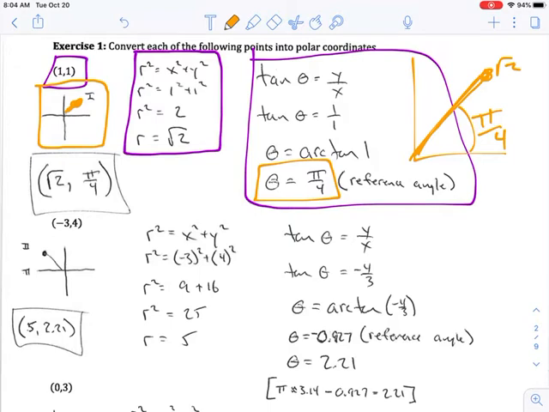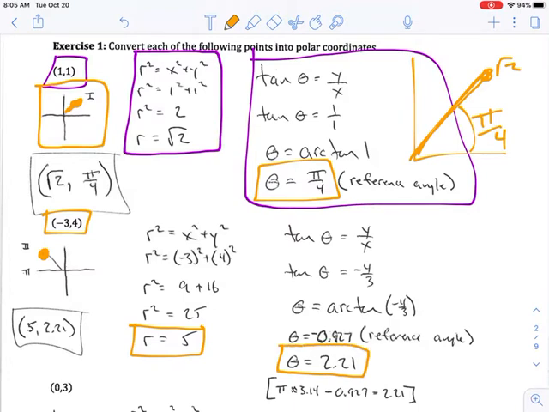In the second example, we have negative 3, 4. And so let's just go right to the triangle first. Because the x value is negative and the y value is positive, I know we're over here in the second quadrant. So once I find my angle, I need to make sure that I have an angle that is in the second quadrant. So first of all, let's find r. So r squared is equal to x squared plus y squared. We end up with r being equal to 5. And then the tangent of theta is y over x. We end up with theta being equal to 2.21.